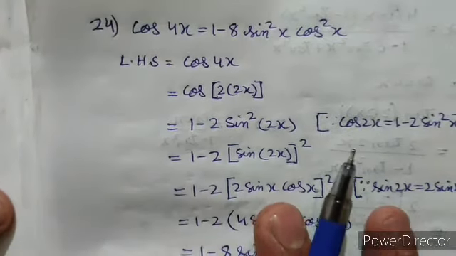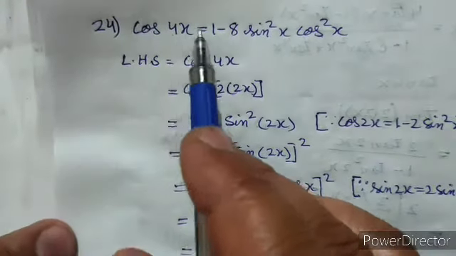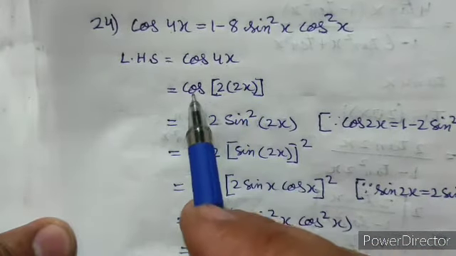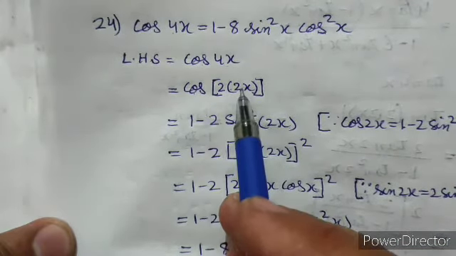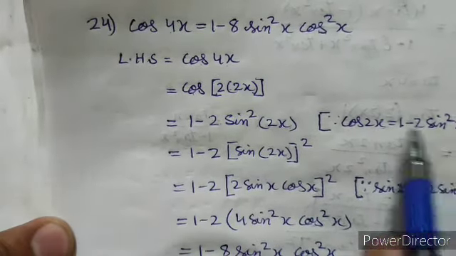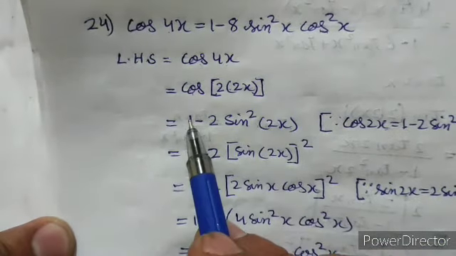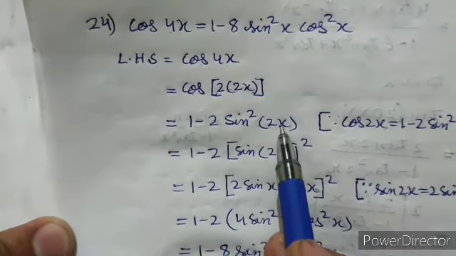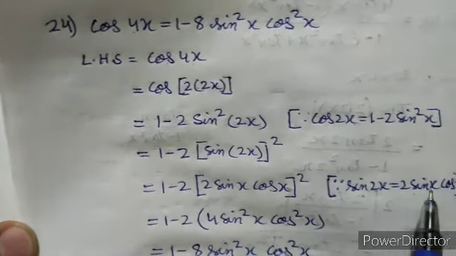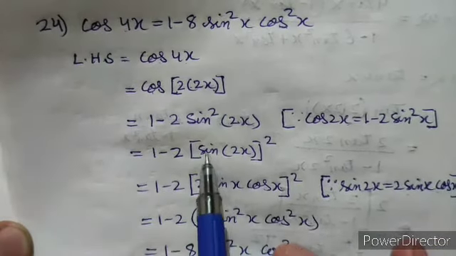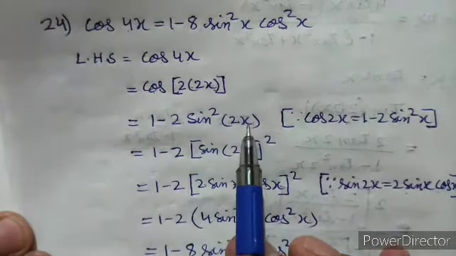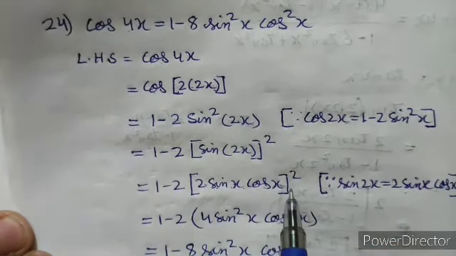Now in question number 24, we have to prove cos 4x equal to 1 minus 8 sin square x cos square x. Now cos 4x can be written as cos 2 into 2x. As we know, cos 2x is equal to 1 minus 2 sin square x. So cos 2 into 2x can be written as 1 minus 2 sin square 2x. Again, sin 2x is equal to 2 sin x cos x. So here sin 2x can be written as 2 sin x cos x, and sin square 2x can be written as (2 sin x cos x) whole square.